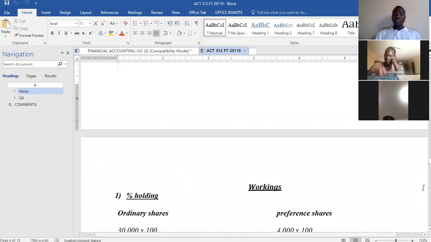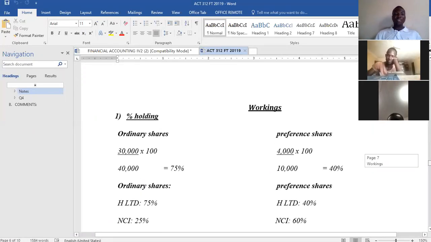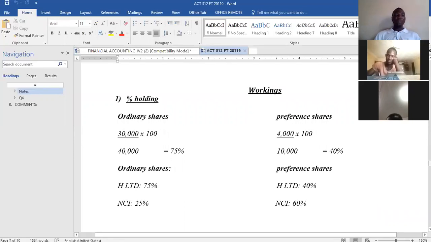From the very beginning, I told you that whenever you see the question, you must determine the percentage holding. If you don't determine your percentage holding, you are going to be found wanting. Why? You don't know who is the holding company and who is the subsidiary. Even if you know from the question that H has invested in S Limited, you are not going to know the proportion of the percentage holding until you do these workings.